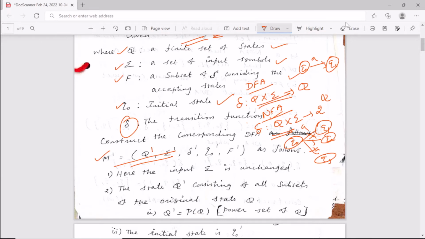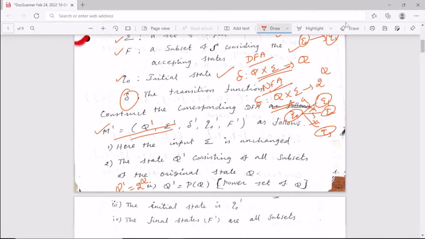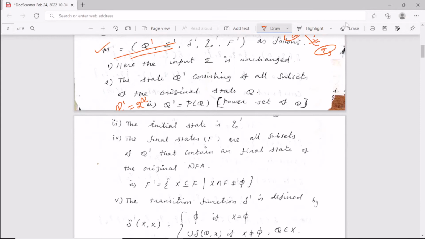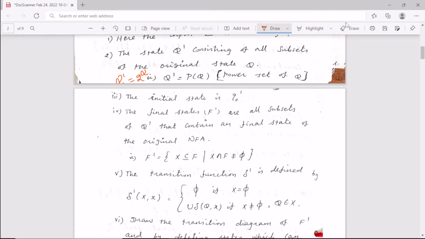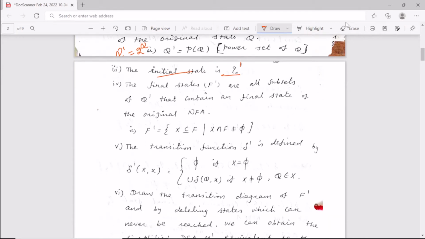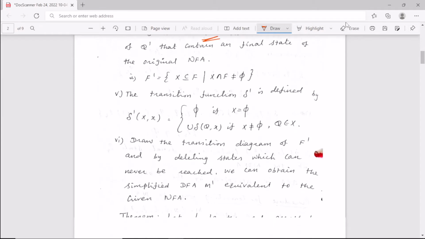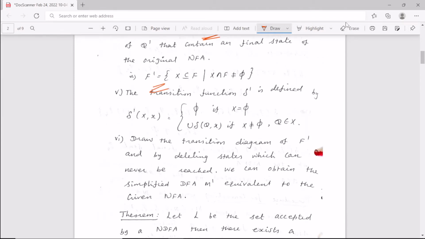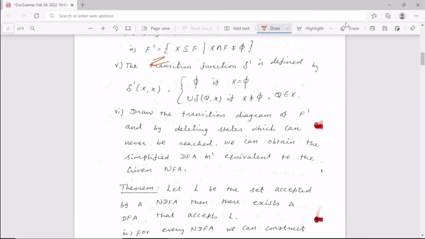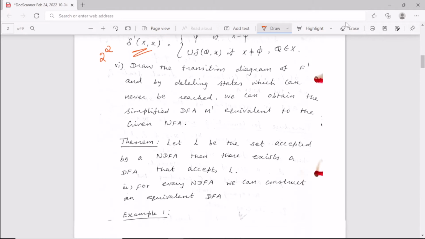So here our Q dash is nothing but the power set of Q. Here you have to take Q dash as 2 power Q. There is no change in the symbol sigma, and also the initial state Q naught is the same one. For differentiation, I use Q naught dash. Final state also has no difference. Here F dash is nothing but a subset of Q, and delta dash is the transition function from the power set 2 power Q of Q. So we can construct the delta for the DFA.